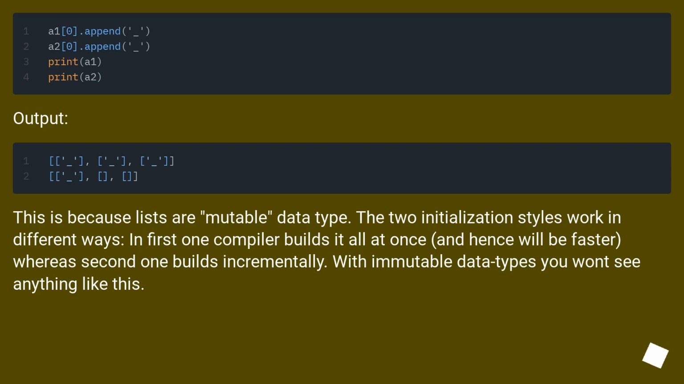This is because lists are a mutable data type. The two initialization styles work in different ways, and the first one the compiler builds all at once, and hence will be faster, whereas the second one builds incrementally. With immutable data types you won't see anything like this.